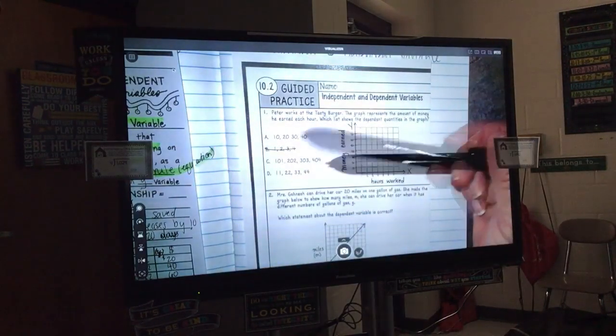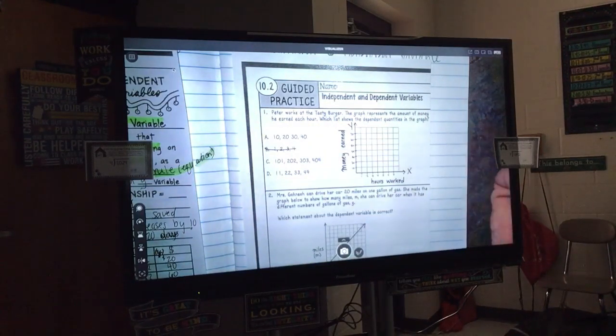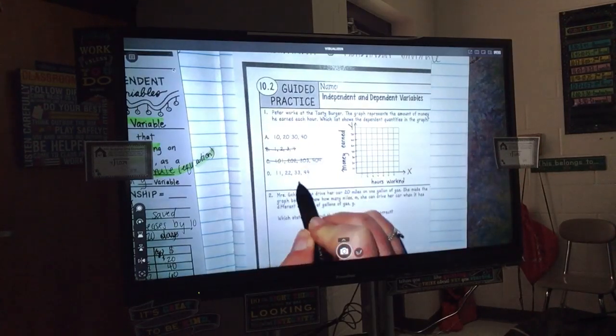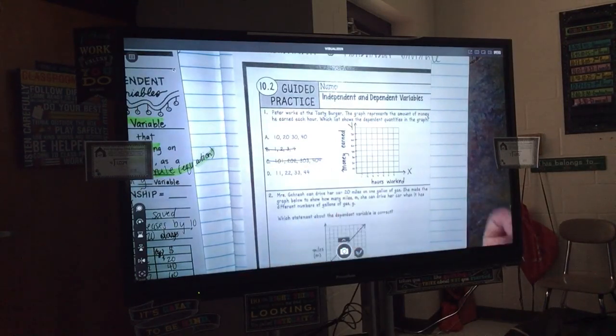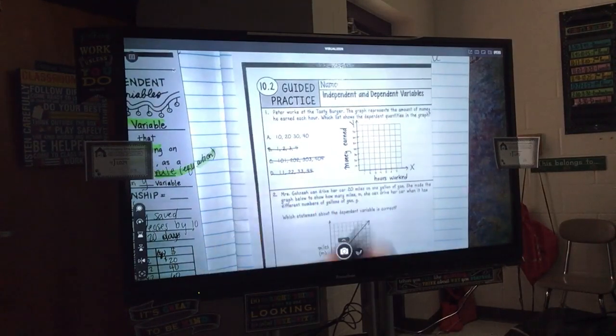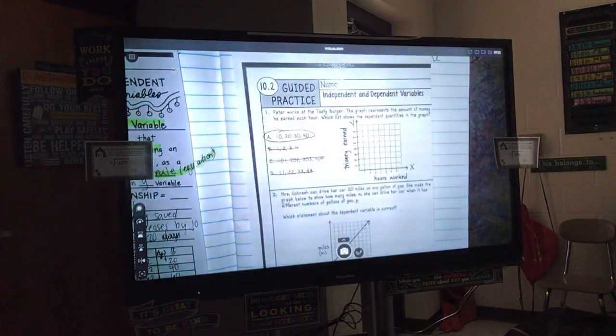101, 202, 303, 4, I don't even know where those numbers came from. Nonsense. Cross that out. 11, 22, 33, 44. Where did those numbers come from? I don't know either. Alright, so process of elimination. Using a little bit of the knowledge that you have learned, you realize that A is the correct answer for this one. Strictly knowing which one is the X and which one is the Y.